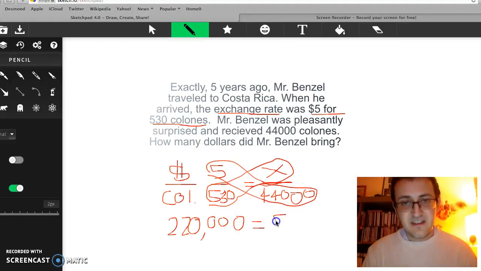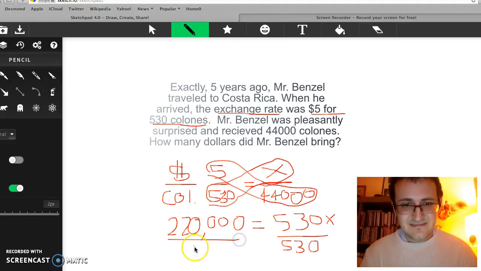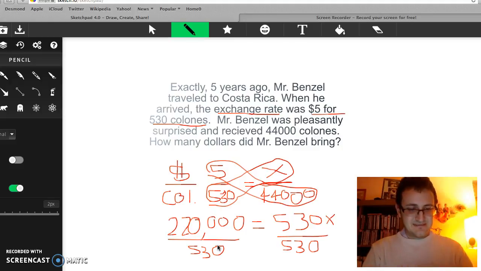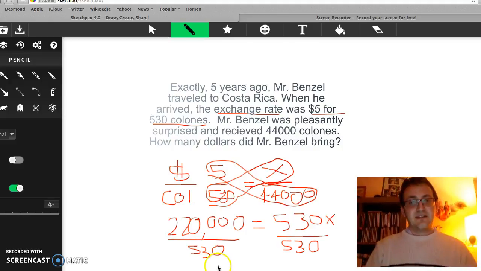And this is a nice one-step equation. We want to get x all by itself, so I'm going to divide 530 on both sides. All right. And let's see how many dollars I have. So let's take the handy calculator out here. According to this exchange rate, I brought $415 to Costa Rica.